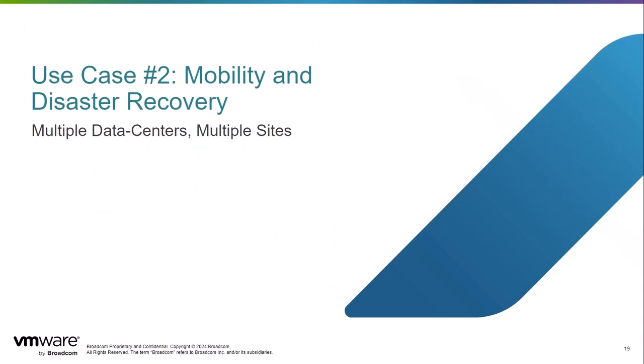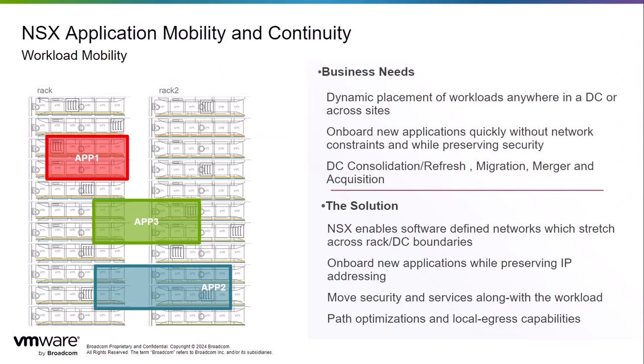Next, we'll look at use case 2, which is the use case for mobility and disaster recovery within multiple data centers and sites. Overlay networking is a powerful capability that enables use cases such as VM mobility, layer 2 data center extension, multi-site networking, and disaster recovery. Some of the business needs for workload mobility are dynamic placement of workloads anywhere in a data center or across sites, onboarding new applications quickly without network constraints while preserving security, and data center consolidation and refresh, migration, merger and acquisition.